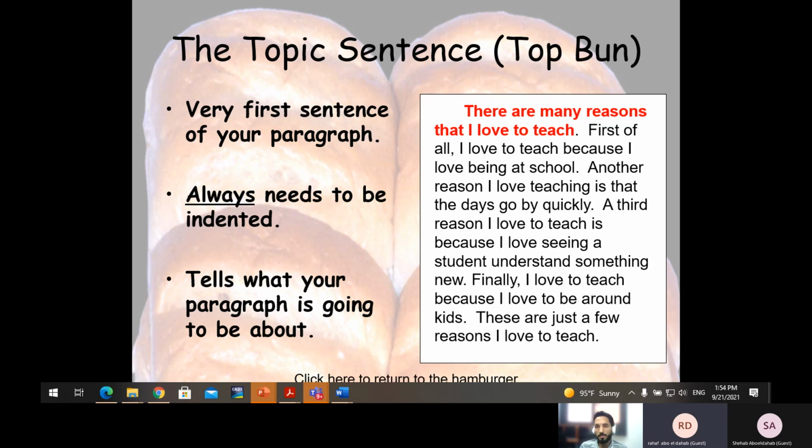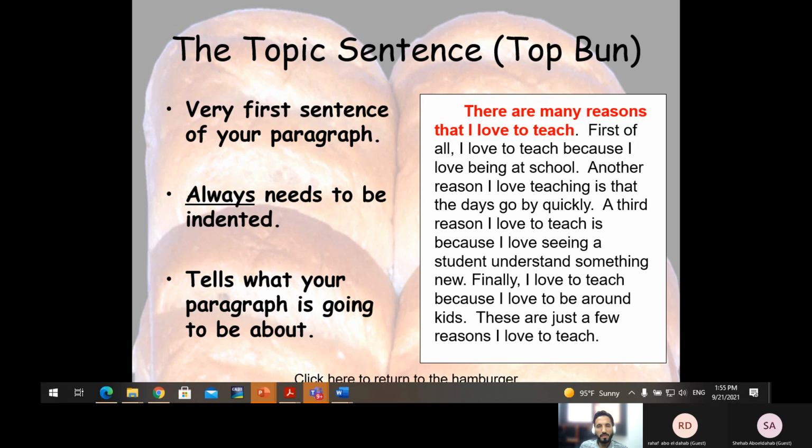Primary. Excellent, primary. Why? Because he said I love to be around kids. Good. So of course, he's a primary teacher, or maybe an English teacher. Okay, he's a teacher who teaches primary stage students. Okay?